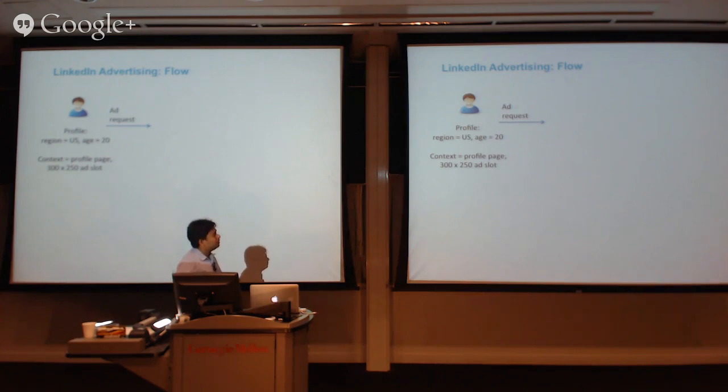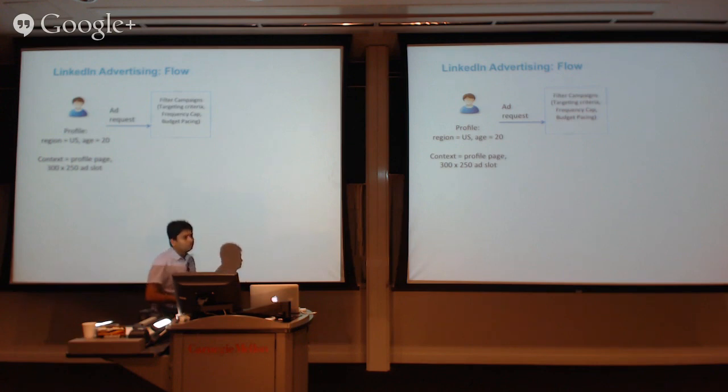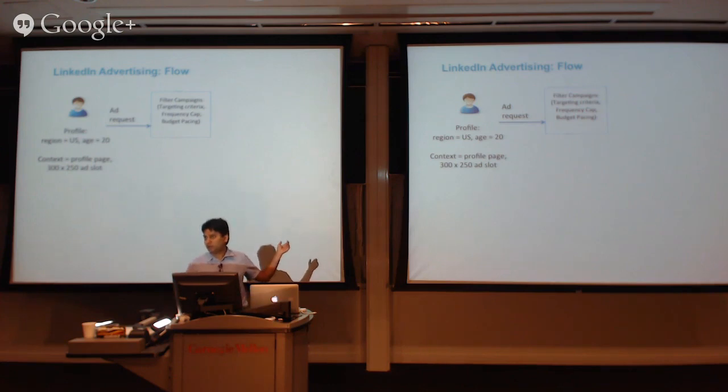So the ad server is called, and the ad server also gets all the profile information. For instance, this is a user who is visiting from the US, age 20, and he's visiting the profile page of LinkedIn, and there is an ad slot where we're going to show a 300 by 250 ad. This is all the information you have to pass to the ad server. As soon as the ad server gets this information, it starts filtering many ads. Many ads do not qualify for this particular user because of the targeting attributes associated with it. So it starts filtering out.